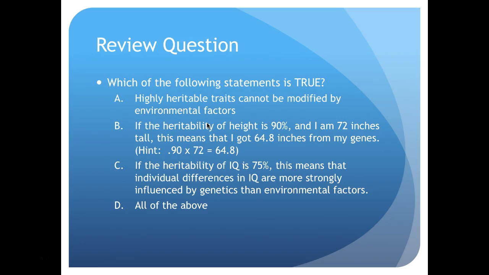If the heritability of height is 90% and I'm 72 inches tall, this means that I get 64.8 inches for my gene. Both of those first two are false, and actually the answer is C. If the heritability of IQ is 75%, it means that individual differences in IQ are more strongly influenced by genetics than environment.